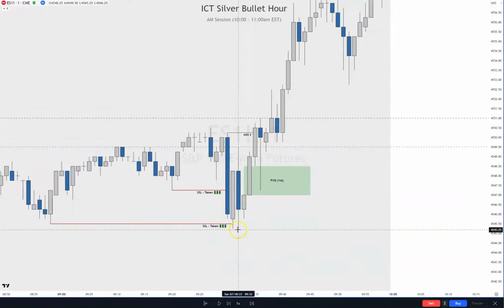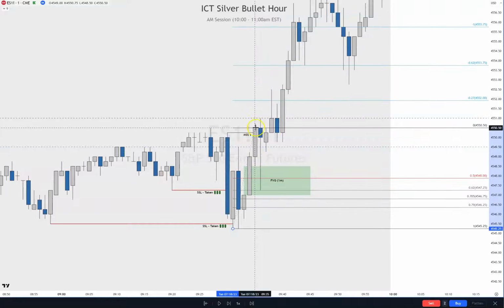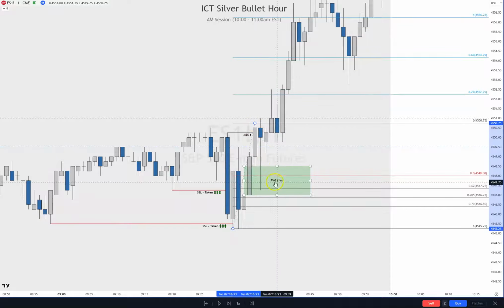Right there. Price came down, took liquidity, came up, took out this swing high here on this candle. Okay? Then what do we do? We look back. We see that there's a fair value gap. Is that in premium or is it in discount? Of course it's in a discount. When you look at the swing high to high, it's in discount.